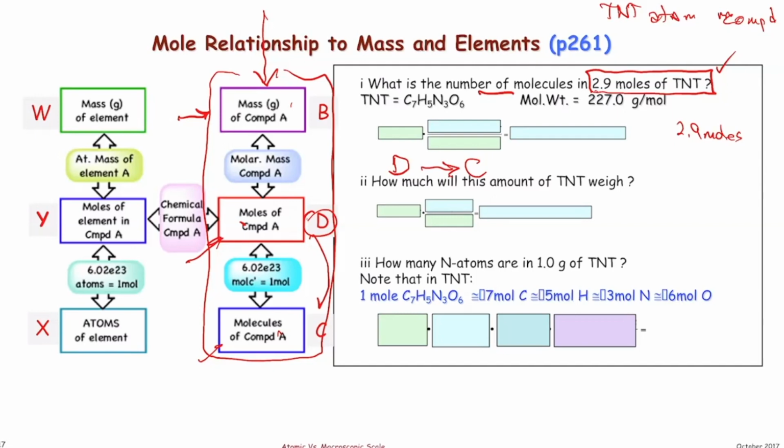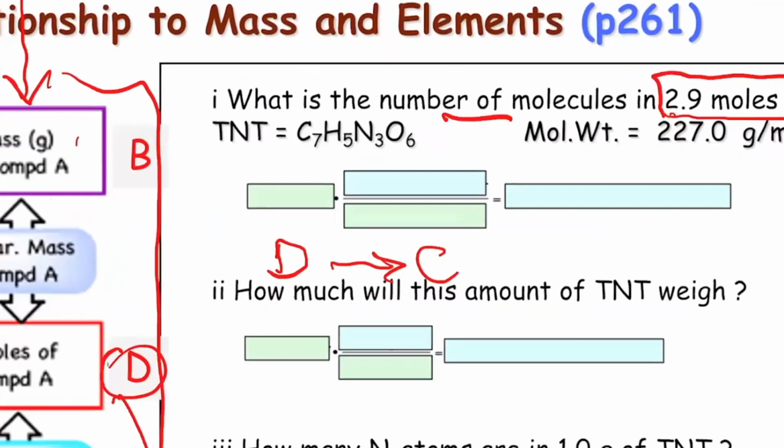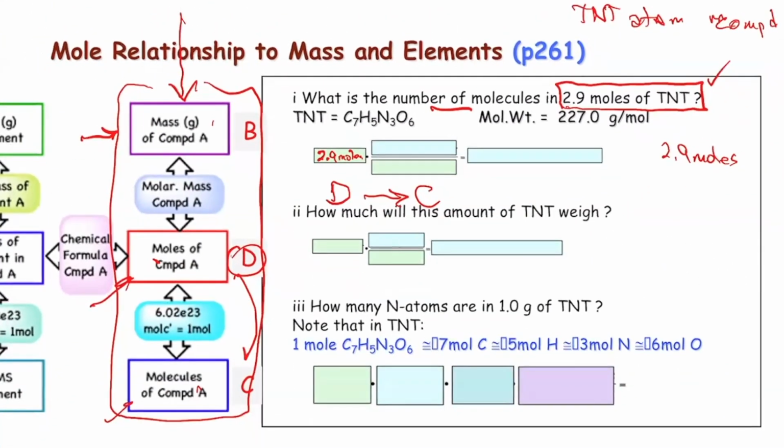Now let's set it up. You start with the information that's given. So I'm going to put 2.9 here, 2.9 moles. And according to this chart, I need Avogadro's number in order to go from D to C. So what is Avogadro's number? 6.02 times 10 to the 23rd anything, in this case molecules, equals 1 mole. So I have moles here, I need moles down here, and molecules up here.